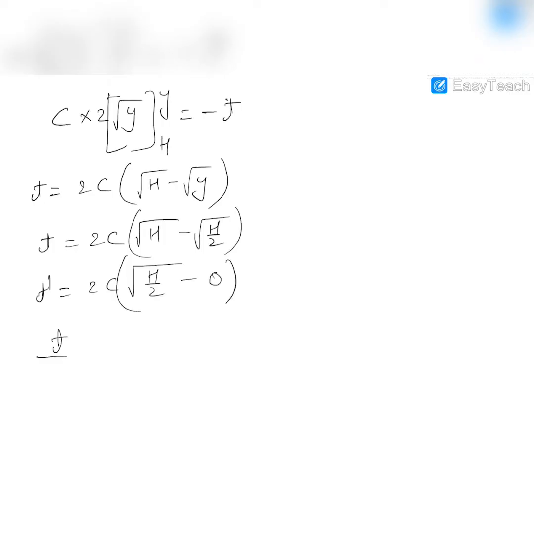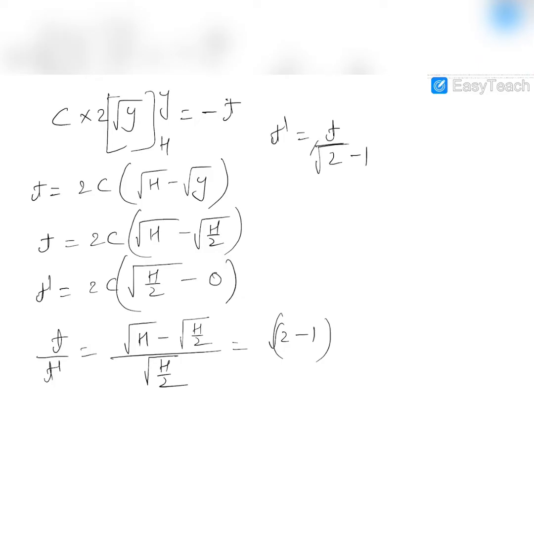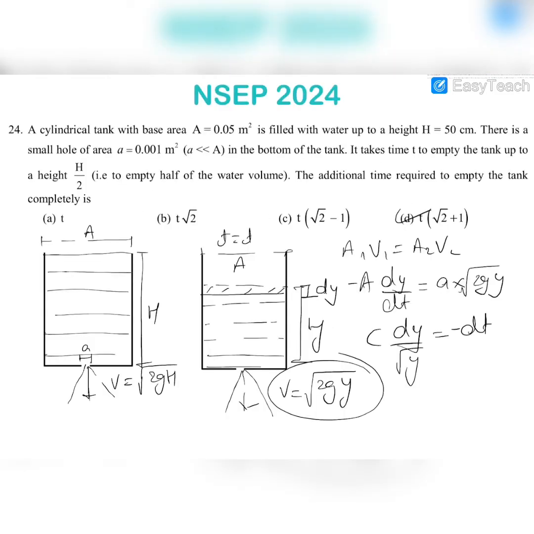So t upon t dash will be equal to root of h minus root of h by 2 divided by root of h by 2. So this will be root 2 minus 1, and t dash will be equal to t upon root 2 minus 1, which means that if we rationalize it, t dash will be equal to t into root 2 plus 1. So the correct answer will be D. Now let us move on to the next question.